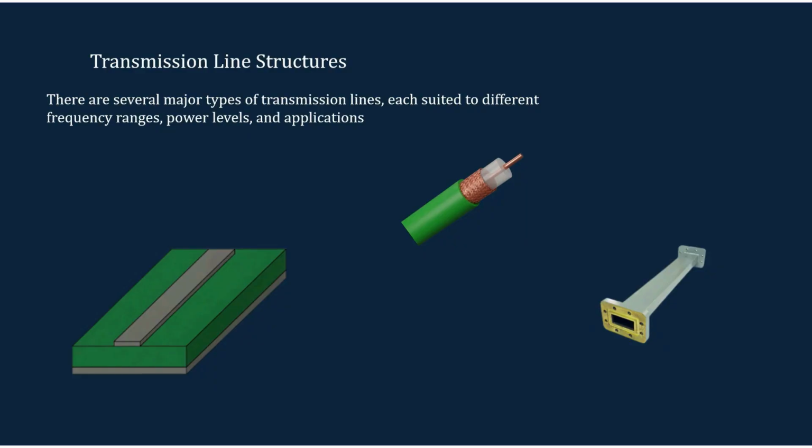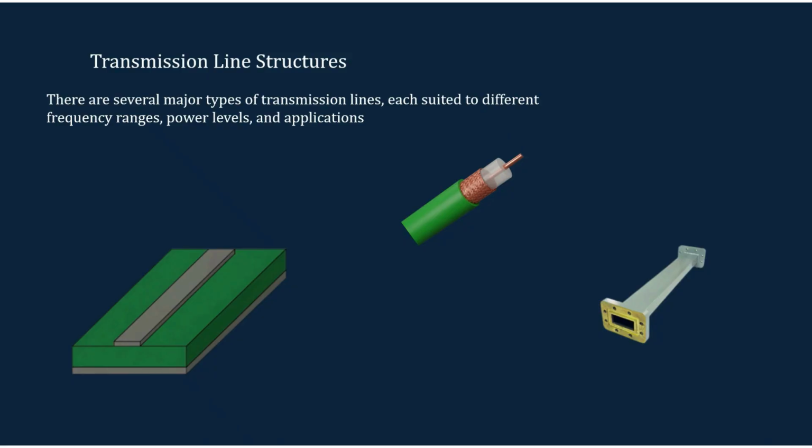Hello, in this video we are going to see different types of transmission line structures. We can see these types of transmission line structures literally everywhere. In older days, if you wanted to connect the antenna to the TV, we used twin lead wires, and if we have to connect the ICs to the antennas in a PCB, we will be using microstrip line structures or stripline structures.